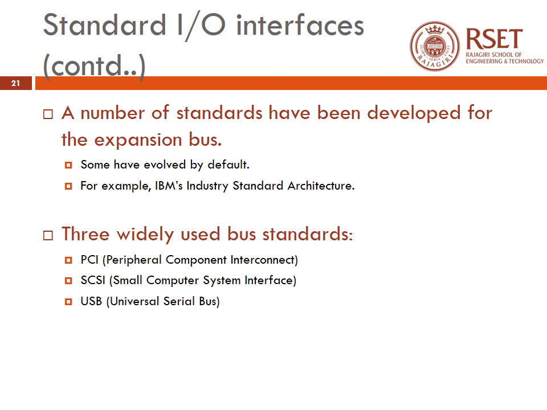Different standards have been developed for the expansion bus. Some of them have evolved by default, for example, IBM's ISA bus or the industry standard architecture bus. And there are also three widely used standard IO interface buses, which are the PCI bus or the peripheral component interconnect bus, the SCSI bus, that is the small computer system interface bus, and then the USB bus or the universal serial bus. So these are the different kinds of expansion buses which are possible inside the computer, and they are called standard IO interfaces.